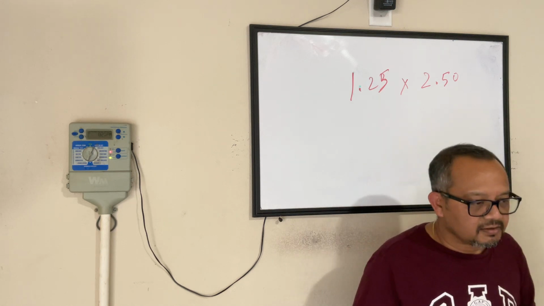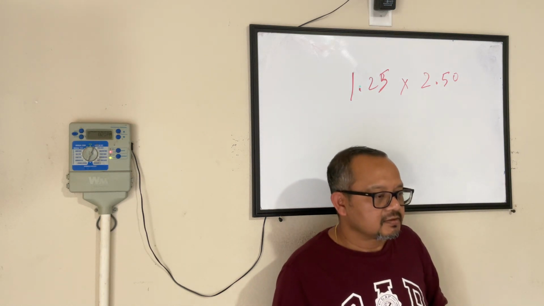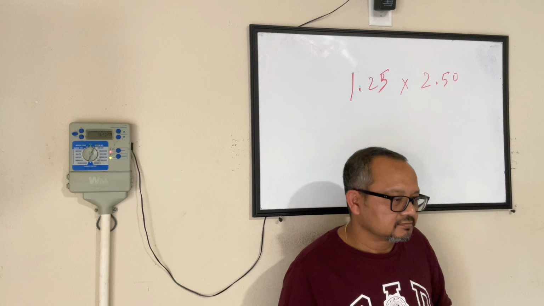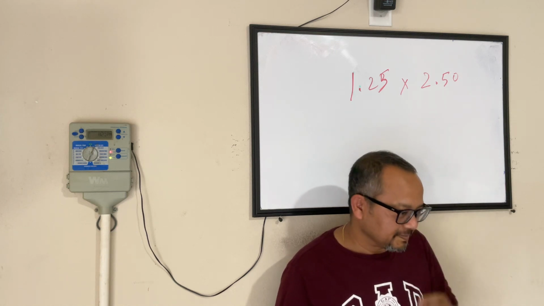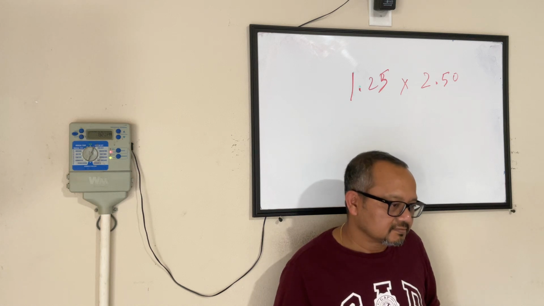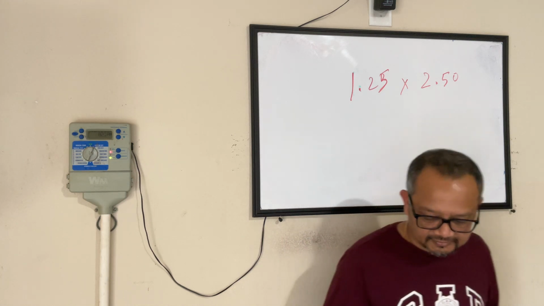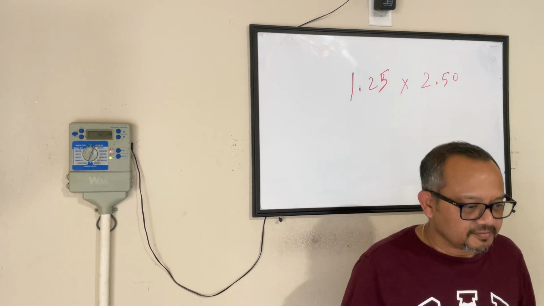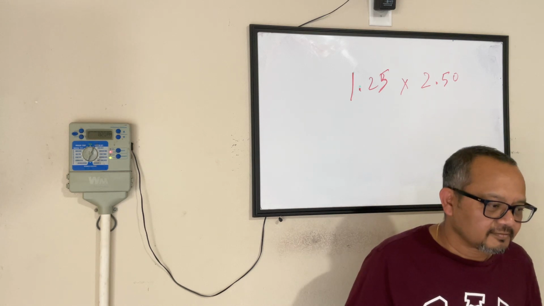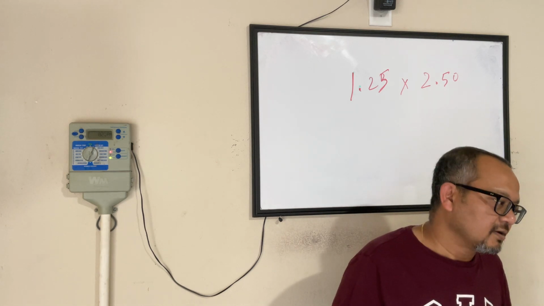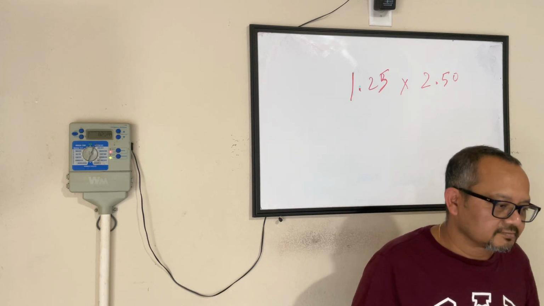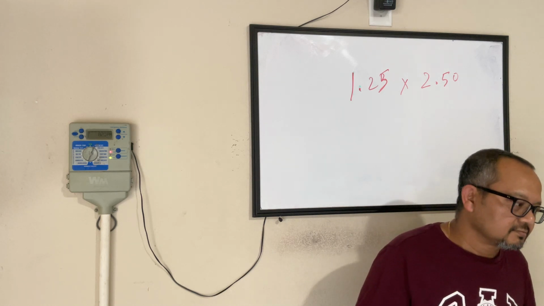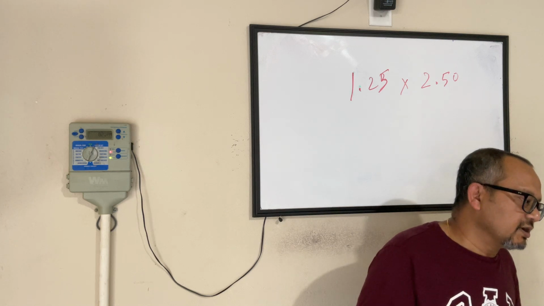Okay, so first you do 125. Wait, yeah, you put 125 times 250, or 250 times 125. So then what you do is you multiply it. Okay, so just one second.